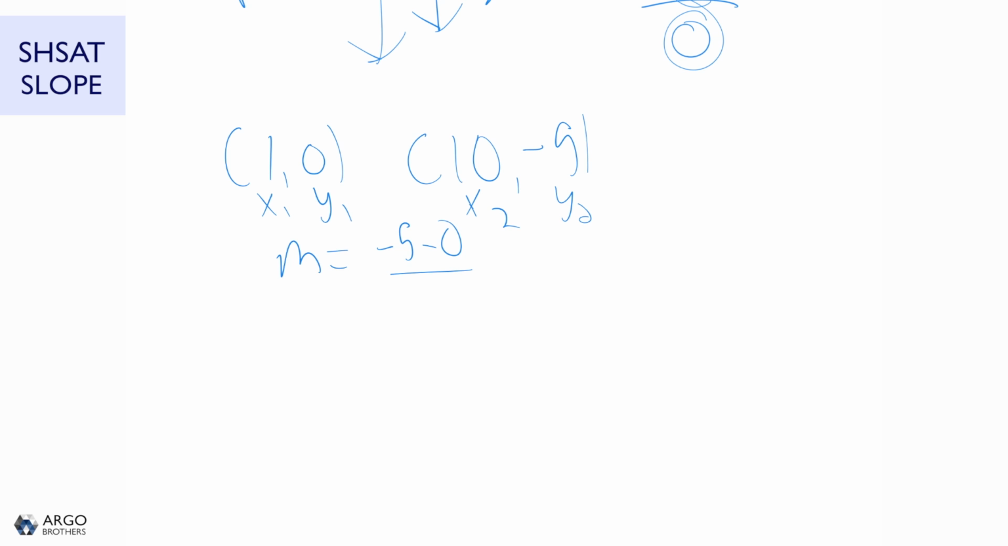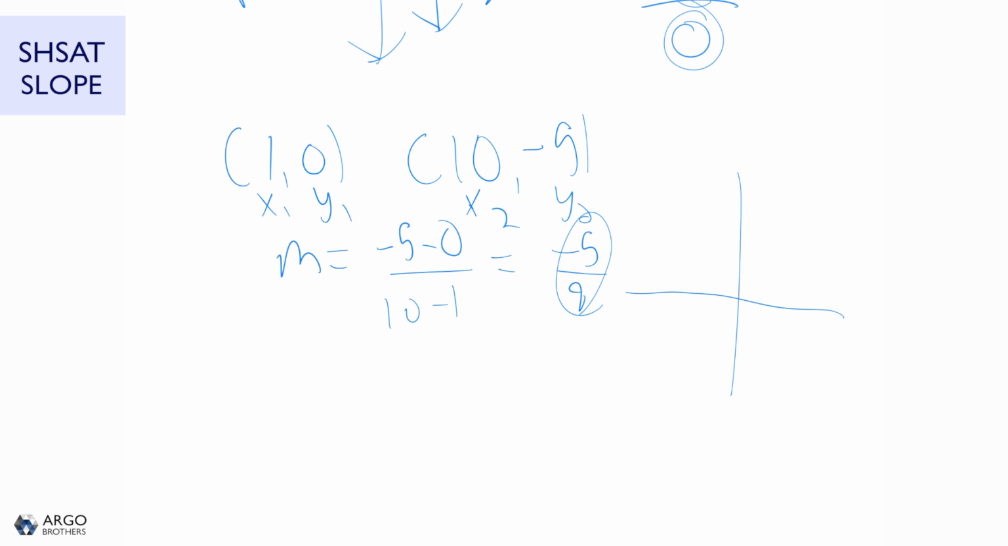Find the slope between these 2 points, (1, 0) and (10, -5), and tell me if it's positive or negative. Okay, so m equals, well, let's label this x1, y1, x2, y2. Well, that's y2 minus y1, which is negative 5 minus 0, over x2 minus x1, which is 10 minus 1. So that is negative 5 over 9. And that is a negative number, so it's a negative slope.